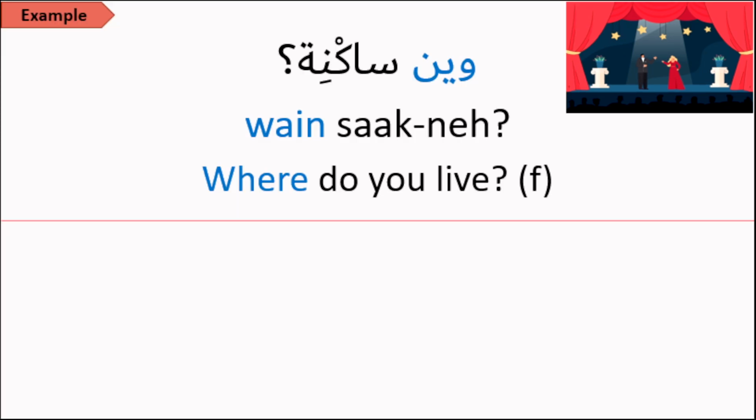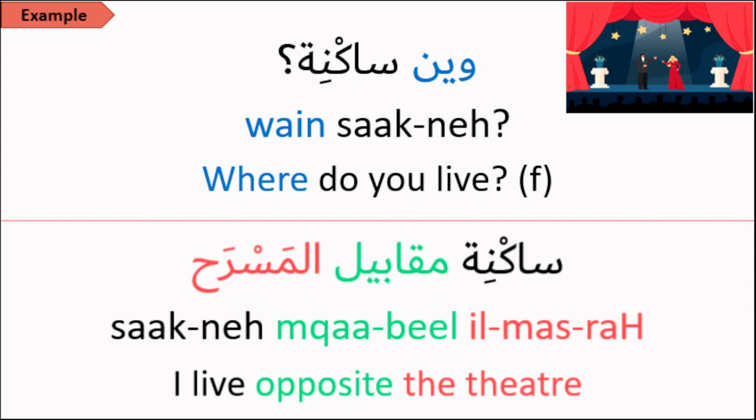Example talking to a woman. وين ساكنة? Where do you live? The reply is ساكنة مقابل المسرح. I live opposite the theater. I will repeat the two together. وين ساكنة؟ ساكنة مقابل المسرح.